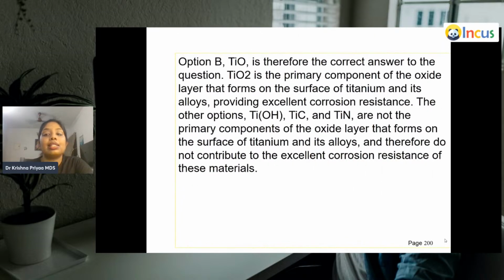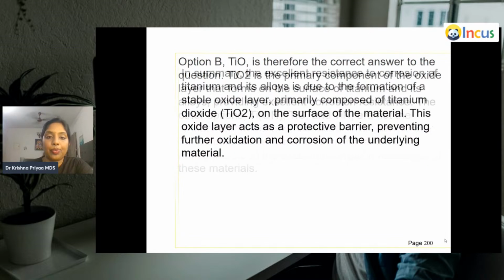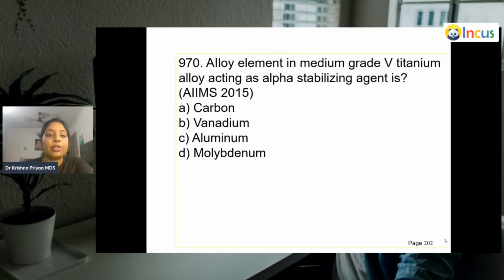Option B is the correct answer, that is titanium oxide, and it provides excellent corrosive resistance when compared to other things like carbon, nitrogen, or hydroxide. So moving to the next question. Alloy element in medium grade 5 titanium alloy acting as alpha stabilizing agent is.